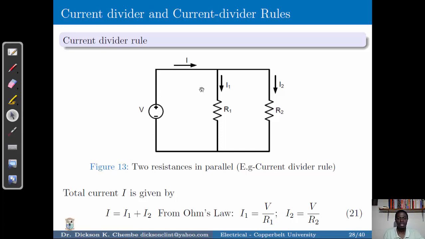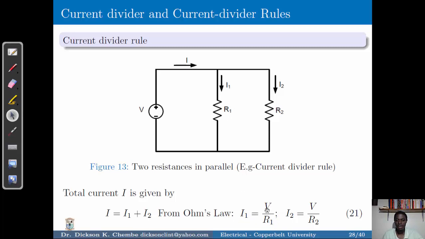So in this process, we are saying there's a current which is coming from the source, and as it reaches this node, it splits into I1 and I2. And how do we obtain these values of the currents? Using what we call the current divider rule. So in this scenario, the total current I is given by I1 plus I2 according to KCL, Kirchhoff's current law. The sum of currents entering this node is equal to the sum of currents leaving this same node. So from Ohm's law, we know that the current I1 is going to be equal to the voltage over resistor 1.